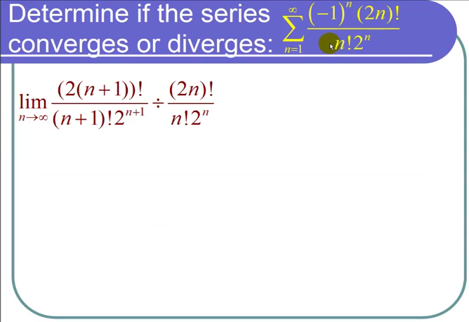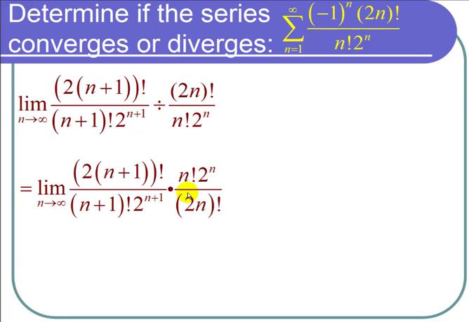So the ratio test is, I look at the terms, and the first thing is I take an absolute value, which gets rid of the negative 1 to the n power, and then I plug in n plus 1 for n by doing 2 times n plus 1 factorial over n plus 1 factorial times 2 to the n plus 1, and divide that by the term with just the n, 2n factorial over n factorial 2 to the n, and I take a limit as n approaches infinity. So dividing by a fraction is the same thing as multiplying by its reciprocal.